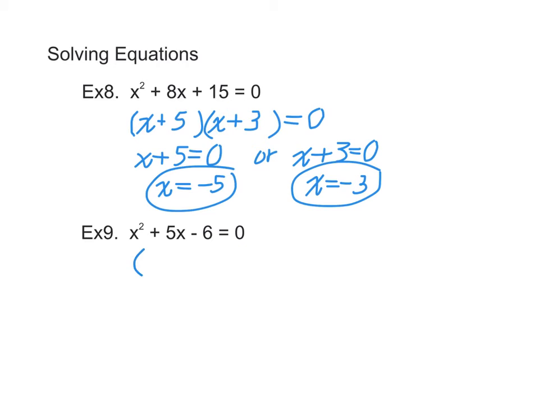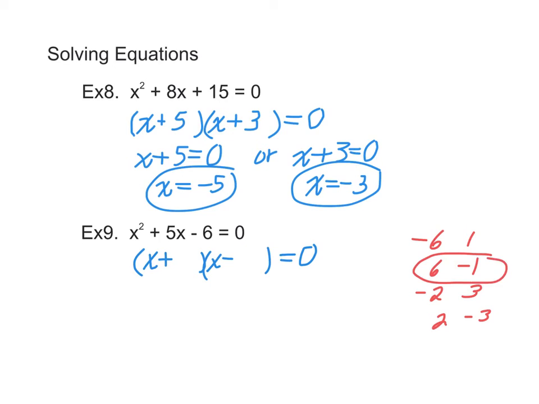Another one: in this factor, I need to multiply together to get -6, which means one will be positive, one will be negative, but they're going to add up to be 5. This is a little bit more difficult for me to think of, so I'm going to put some work off to the side, like -6 and 1, 6 and -1, -2 and 3, and 2 and -3. I want it to add up to be 5. So I'll choose this one.